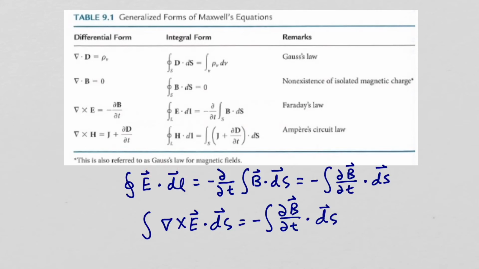Remember, we developed Stokes' theorem when we were talking about the concept of curl. So the integral of E dot dl around a closed path becomes the integral of the curl of E dot ds over the surface whose perimeter is defined by this path of integration of E dot dl. So we see that the curl of E must equal minus the partial of B with respect to time. And that's how we obtain the point form of Faraday's law.